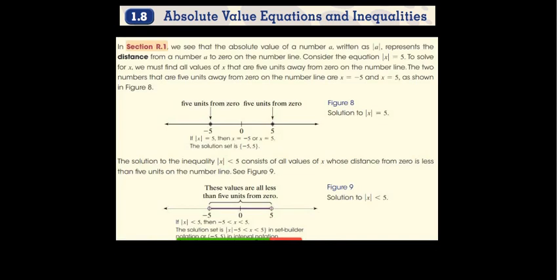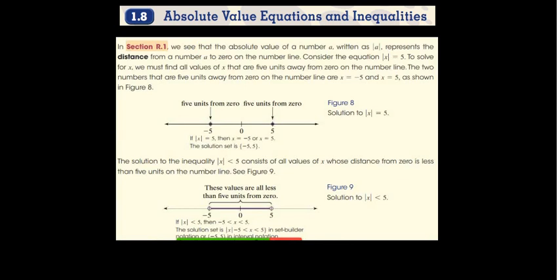Alright, so starting from the top, in the review section 1, we see that the absolute value of a number a, written as the two vertical bars with a in between, represents the distance from a number a to 0 on the number line. So we know absolute value is a distance. For instance, if someone were to ask me, how far away is Walmart? I wouldn't say it's negative 3 miles away, right? It's a distance, so it's 3 miles away from me. And that's how we refer to absolute value, as a distance.